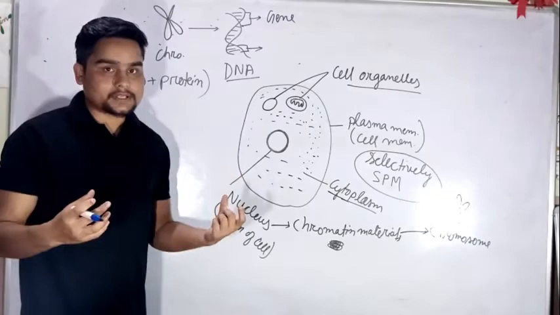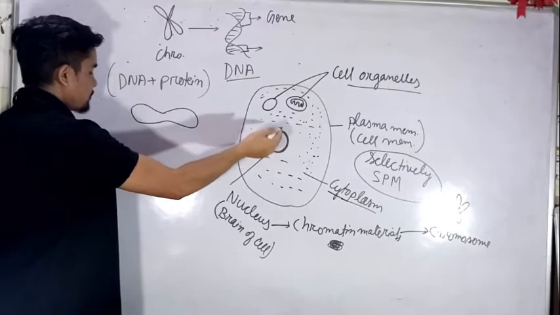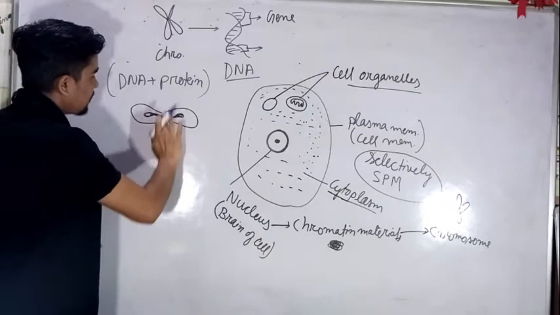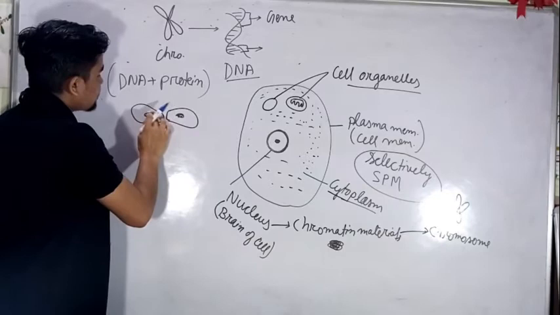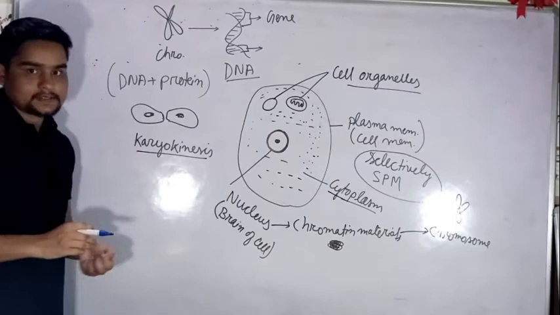Inside the cell, the nucleus divides. The nucleus divides, and chromosomes, the information in the chromosomes, can be passed on. The division of the nucleus is a process called karyokinesis. Karyokinesis, nuclear division.